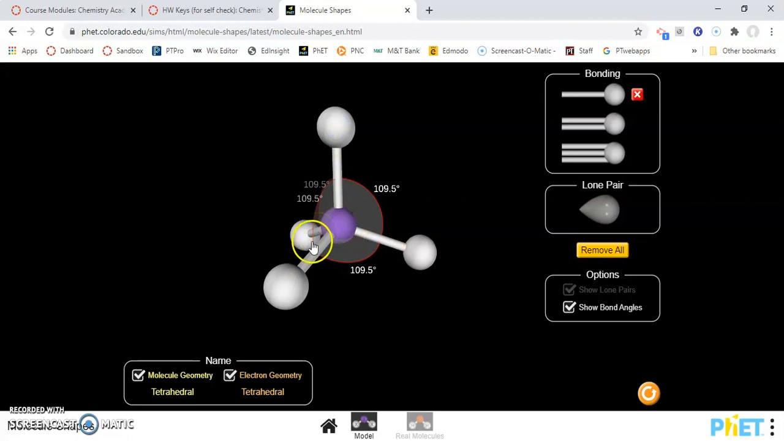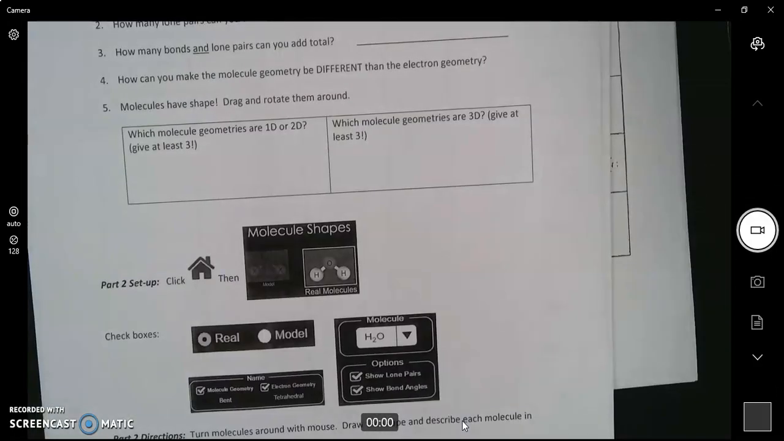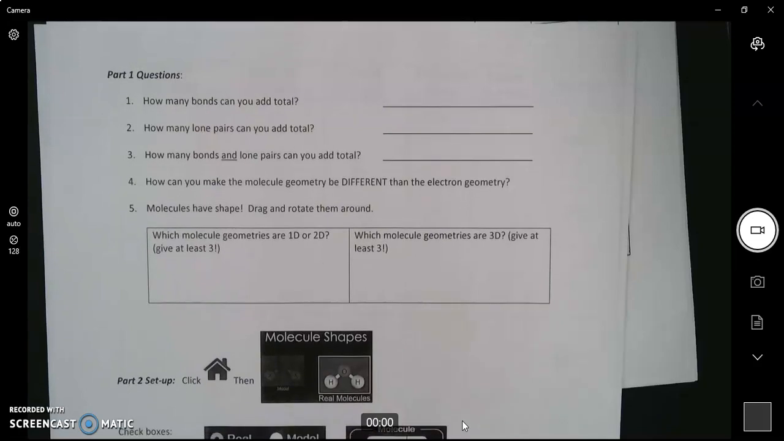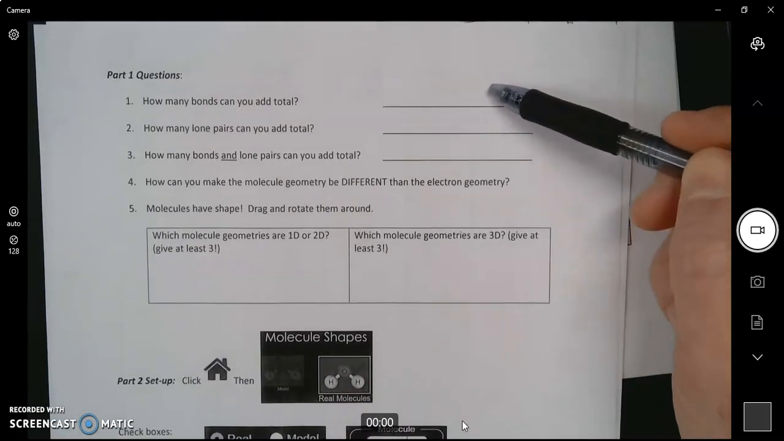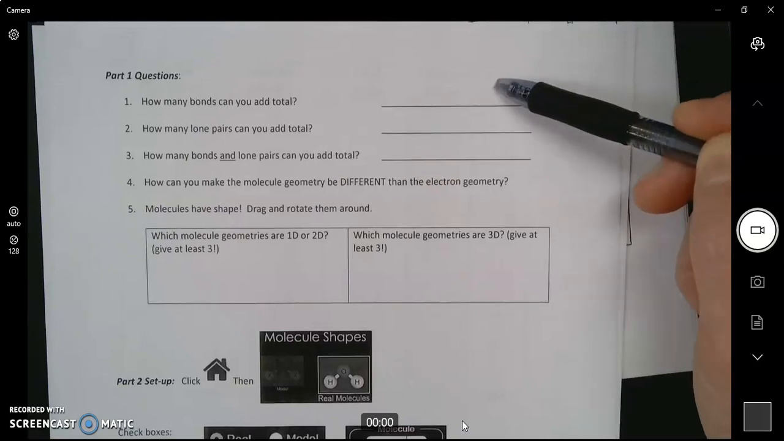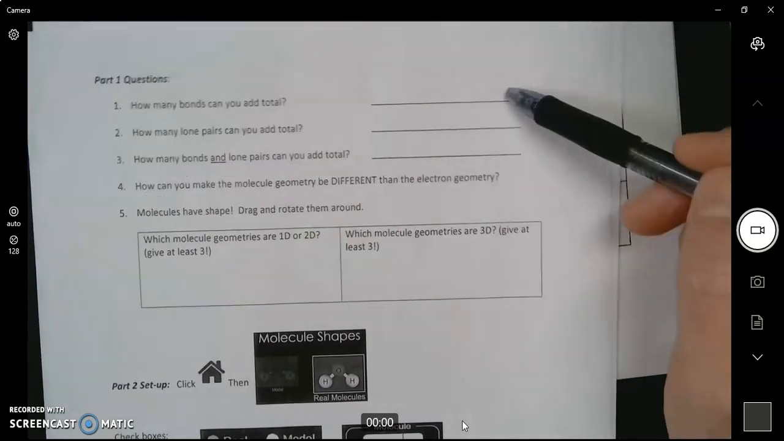Have part 1 done, which is the table and the questions. The table and the questions, they're at the top of page 2. Have that done for the start of class on Friday. And when you're looking at these as well, you want to stay within the octet, and you want to stay within the up to 4 electron domains whenever you're answering these questions.